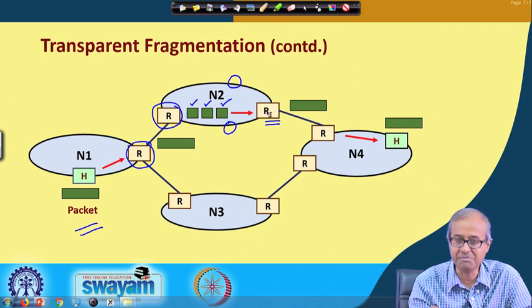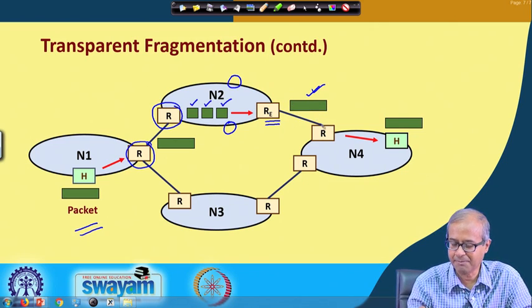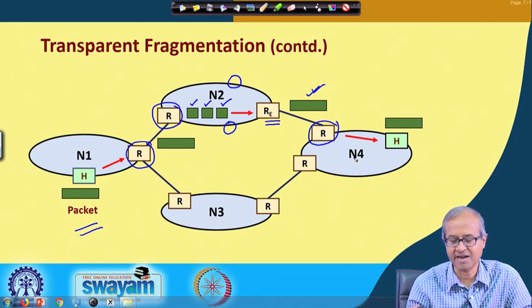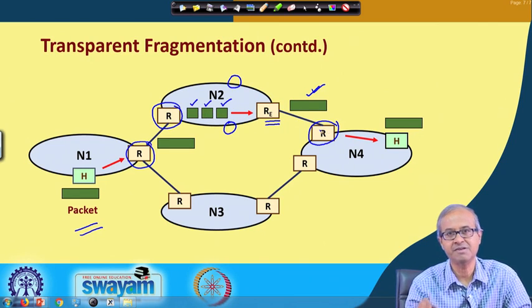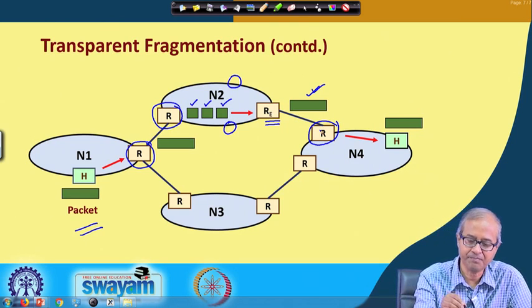They are sent to the same exit router, which will again reassemble them back into the original packet, and that packet will now reach network N4. This particular router in network N4 will not be aware of the fact that there was a fragmentation earlier, because what it receives is the original packet. This is transparent fragmentation. Okay.